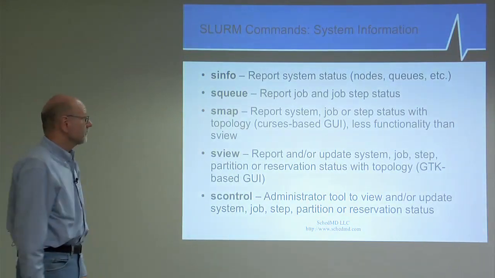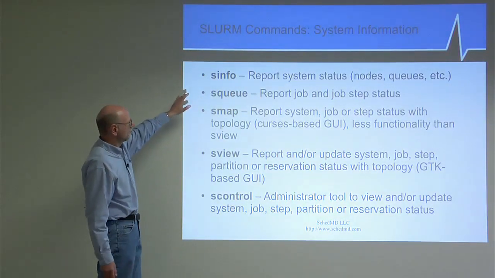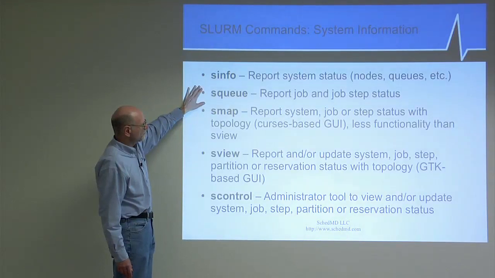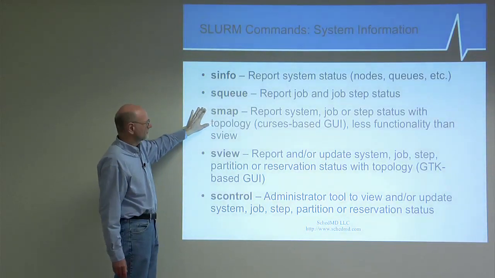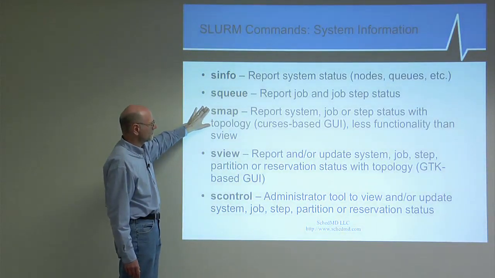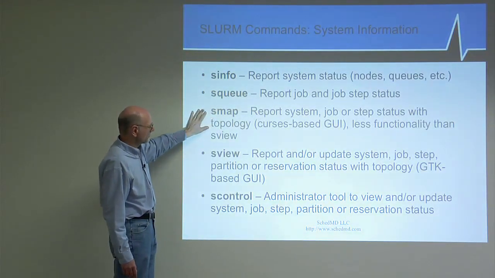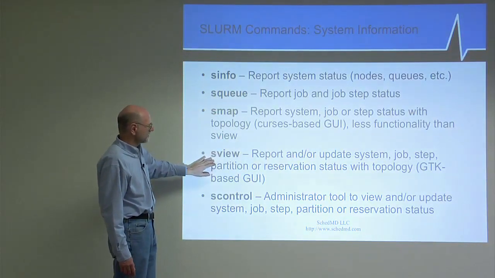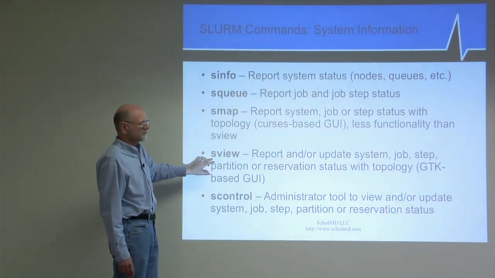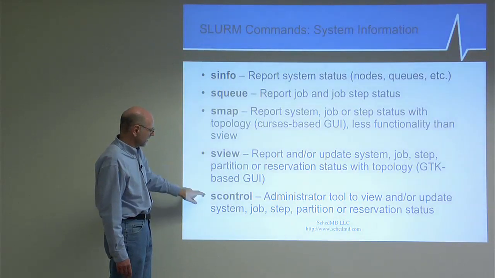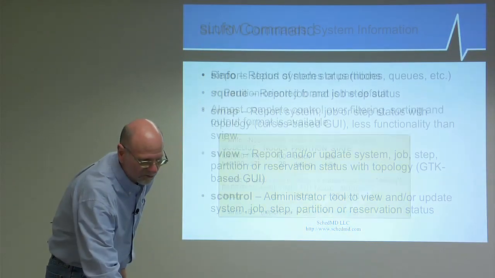The other Slurm commands of interest: sinfo reports the system status, so what your queues are, the node state. squeue gives you information about the jobs and steps. smap reports job and step and system information, but it uses a curses-based GUI, and I'll show you an example of that. So this includes topology information. sview is a more current topology-based tool, and it has mechanisms for submitting jobs and changing state. And scontrol is a system administrator tool. I'm going to go through all of these and give you examples of them all.